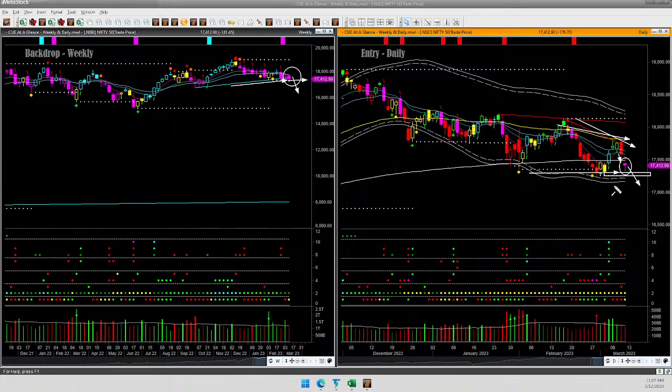Now if you look back, the perfect shorting opportunity came at the close on Thursday. And prior to that, the shorting opportunity came on the bearish flow candle here. On Friday, I'm not going to short, not going to buy.